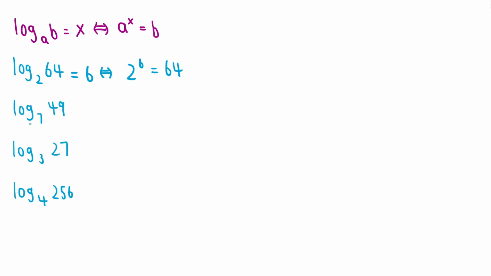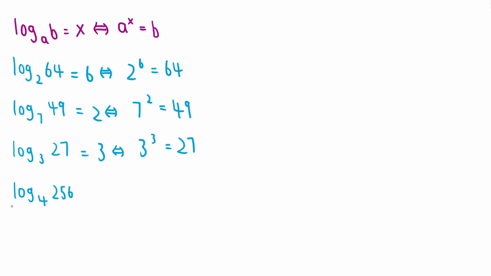For the second example, log base 7 of 49, we need to ask the question, 7 raised to what power equals 49? So we know that 7 squared is equal to 49. So 7 raised to the power of 2 is equal to 49. So this means log base 7 of 49 is just equal to 2. For log base 3 of 27, we need to determine 3 raised to what power is equal to 27. Well, 3 cubed is equal to 27. So this means log base 3 of 27 is equal to 3.